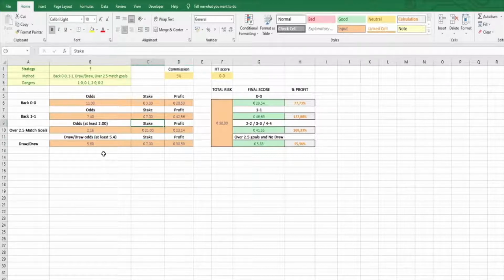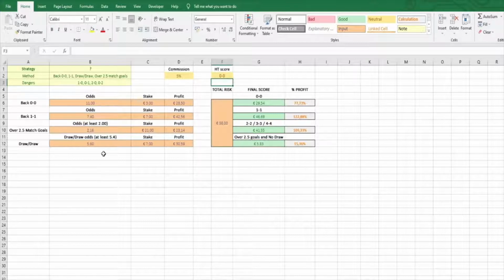Obviously, if it's 1-1, I win 42.56 minus the stakes for the other selections. So here my total risk is 38, very easy maths. And here is the simulation if you take into account everything. And everything is what the halftime score will be, because that will define whether draw is still in play or not, right? If it's 0-1 or 1-0 at halftime, draw will be dead as a selection.